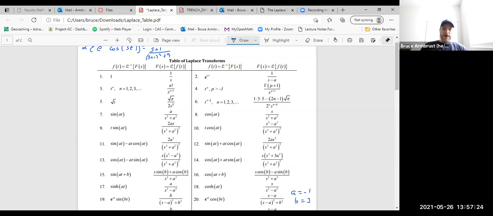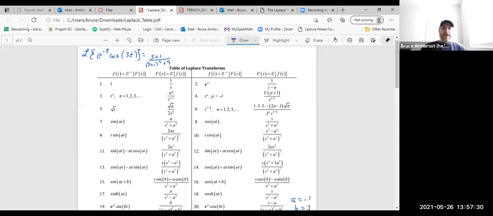So we can thank whoever it was that already did this for us, that we were able to just plug the numbers straight in to find that the Laplace transform of this thing is (s + 1) over (s + 1)² + 9. Ta-da!